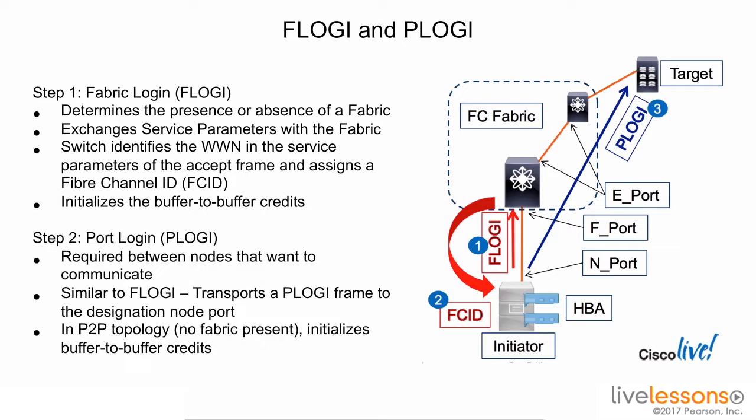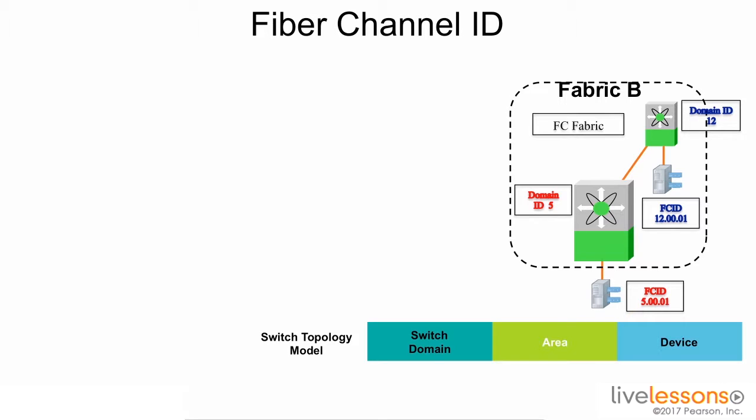Once the device is logged into the fabric, it then needs to create a port login, or a PLOGI. This is required between two nodes that want to communicate across the fabric. Similar to a FLOGI, or fabric login, it transports a port login frame to the destination node port. In a point-to-point topology, no fabric is present, so we just skip that process and initialize buffer-to-buffer credits.